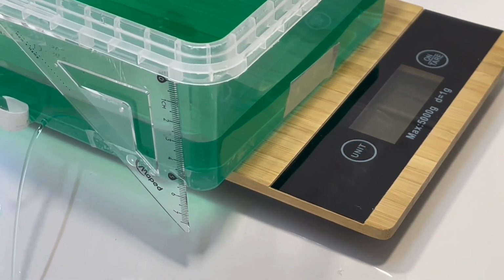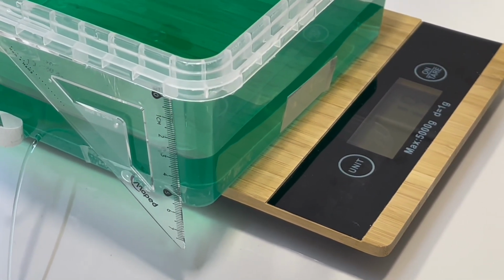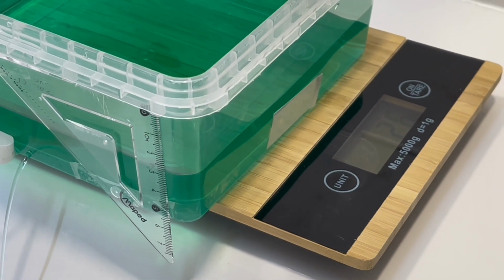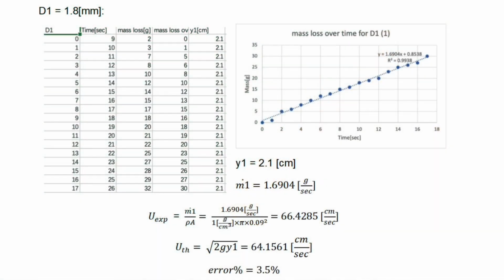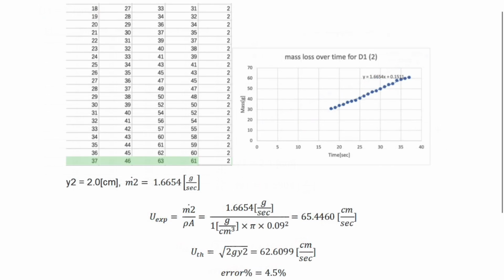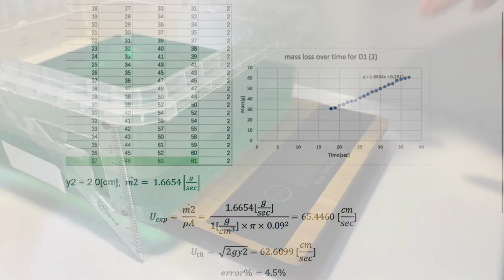For the medium-sized hole, we analyze its mass change rate at two surface level heights with a difference of 0.1 cm. We calculated from our measured data that the exit velocity at the lower y is indeed slightly smaller than the exit velocity at the higher y. Additionally, the experimental exiting velocity matched the predicted velocity, thus proving that Torricelli's law is applicable in such a situation.